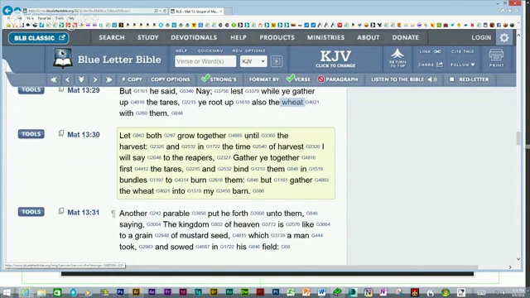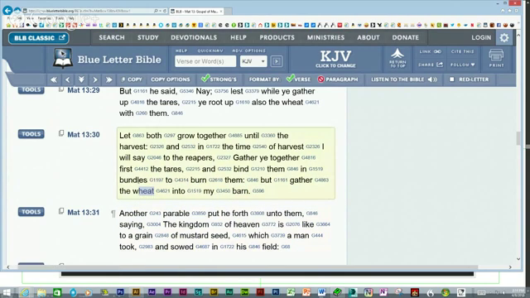So let both grow together until the harvest, and in the time of harvest I will say to the reapers, Gather ye together first the tares, and bind them in bundles to burn them, but gather the wheat into my barn. Now again, the barn is basically the harvesting of the truth within you, that it may become part of your soul. The soul means mind, and so we are gathering these beliefs to the soul. So we're gathering this understanding.